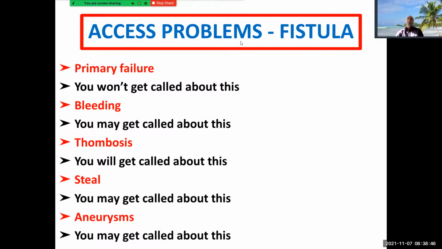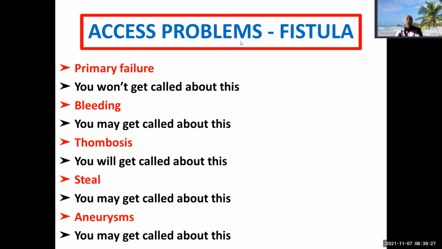Okay. Access problem: fistula primary failure. Will you get called about this? Yes, why? Because surgery was already done, and after surgery, no thrill, finished. The fistula already died from the first day, or a poor fistula with no thrill at all. You get called about that, but it is already finished by the nurse or nurse practitioner or vascular coordination. What will you do? Nothing for that. Continue dialysis through the tunneled line and refer back to vascular to check other possibilities for higher access. Maybe this was radiocephalic, and they can do brachiocephalic or brachiobasilic, and we'll see.